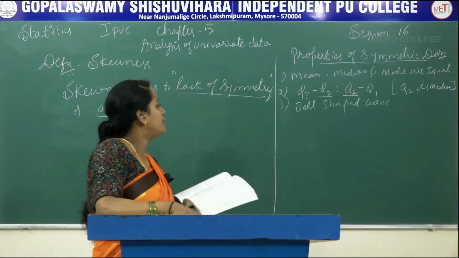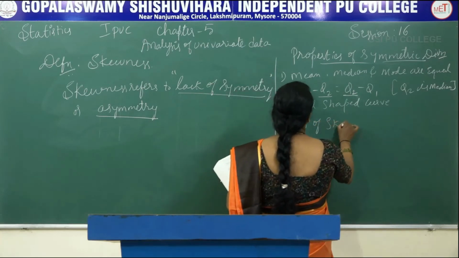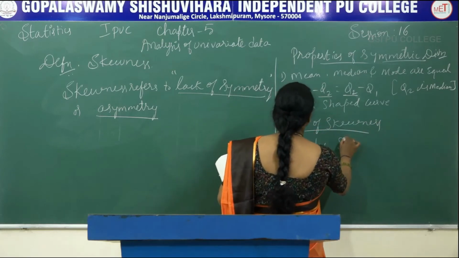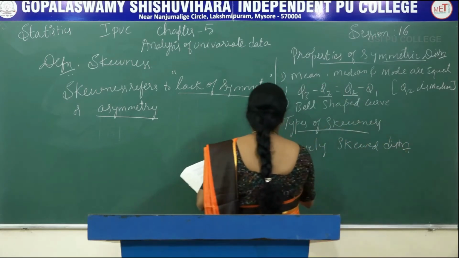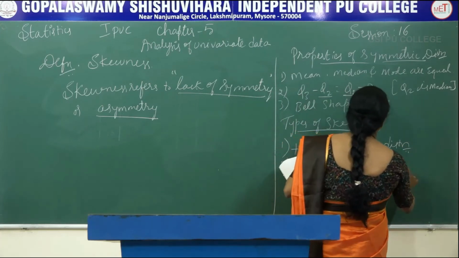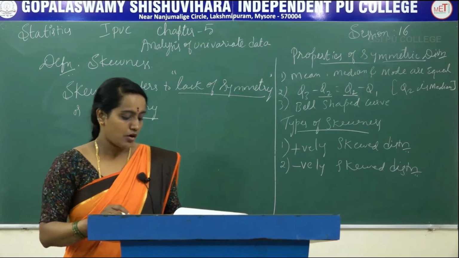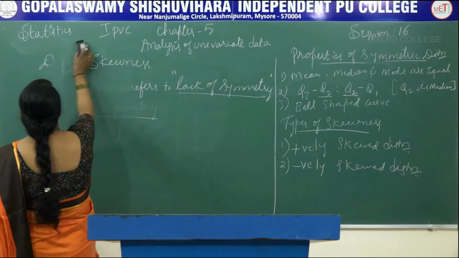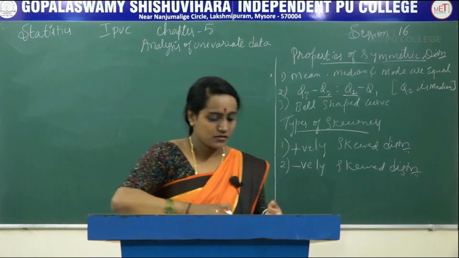And here we have types of skewness. Next is types of skewness. One is positively skewed distribution. The second one is negatively skewed distribution. This we will see when solving problems, where we can see whether it is a positively or negatively skewed distribution. Now I will show the diagrams or graphs of positive, negative and symmetric distributions.